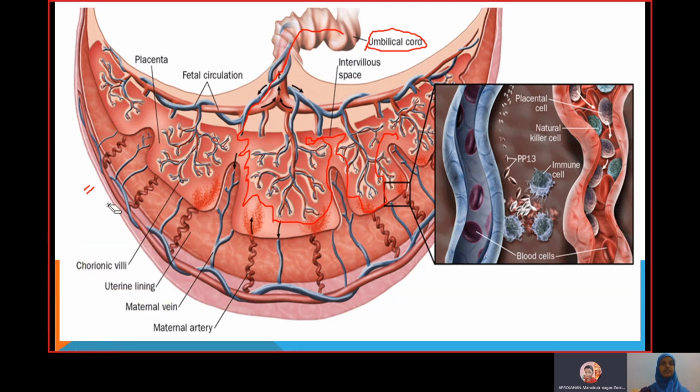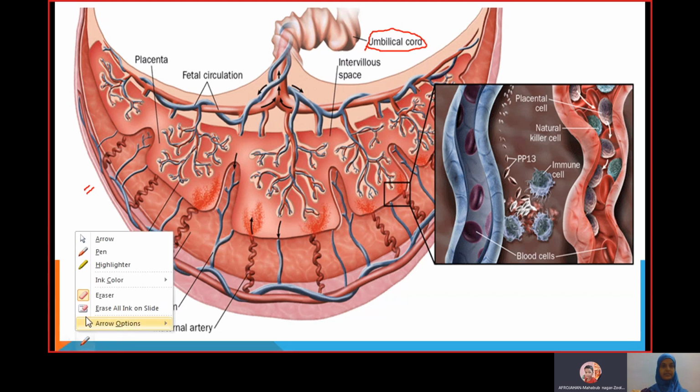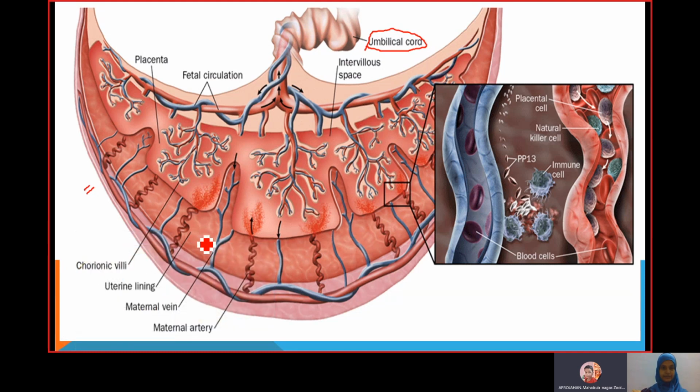See here, this chorionic villi is embedded in the uterus. Here below structures indicate the mother's layers. This is the uterus lining. These are the maternal veins, which means mother's blood vessels, veins and arteries, which supply the blood and take away the waste, already deoxygenated blood. Veins are collecting the deoxygenated blood and the arteries are supplying the oxygenated blood.